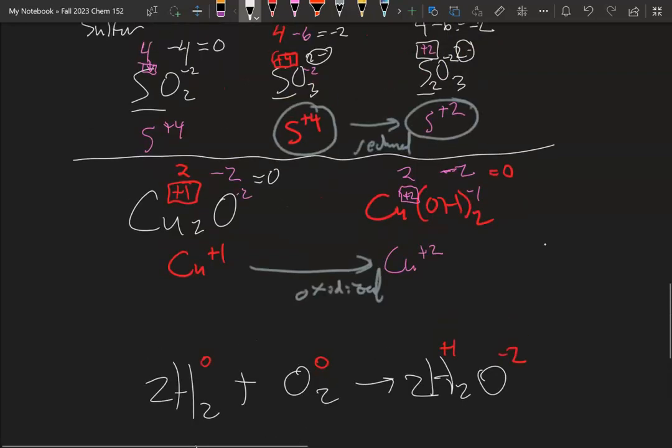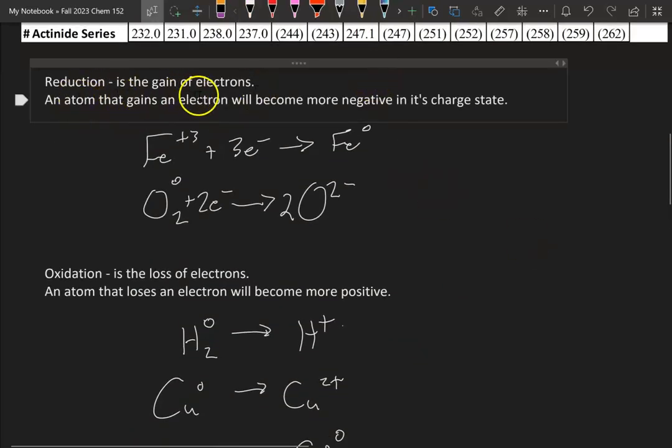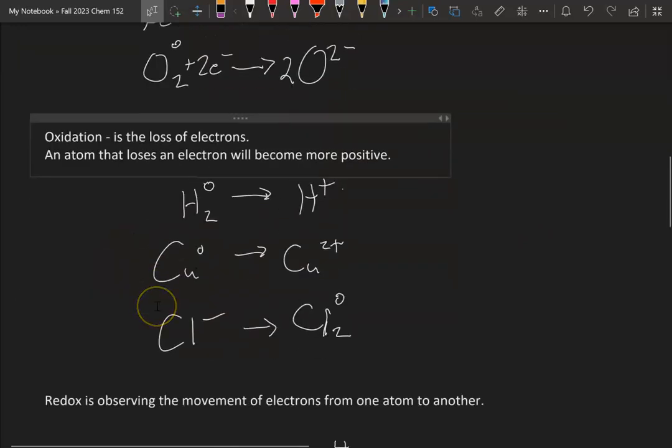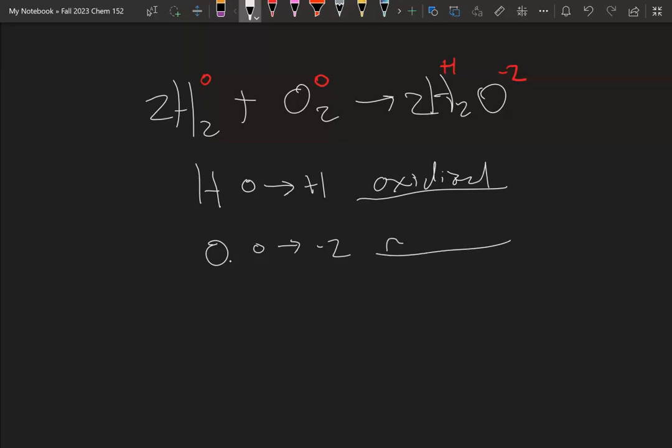So based off what we said earlier, reduction is a gain of electrons, so atoms would become more negative, and oxidation is a loss of electrons, so atoms become more positive. So looking at this, hydrogen is more positive, so it's oxidized, and that means that the oxygen itself is reduced. You cannot have a reduction without oxidation, and you cannot have oxidation without reduction. You have to have one. So once you figure out one, you know the other one pretty quickly. All right. So let's look at another molecule.